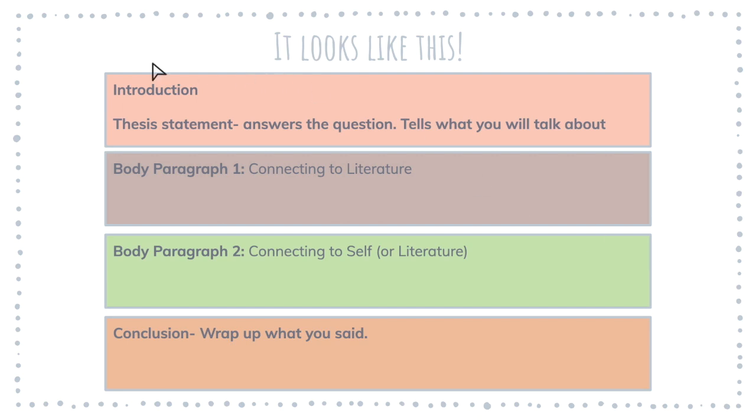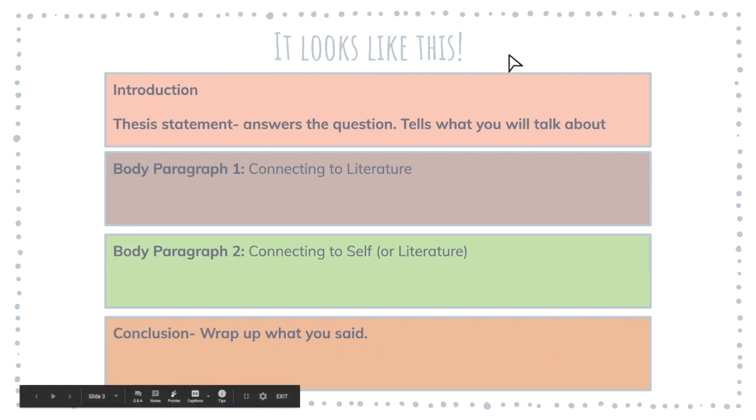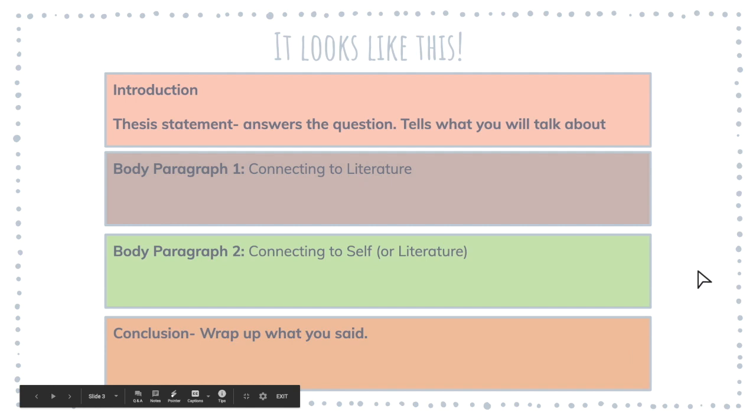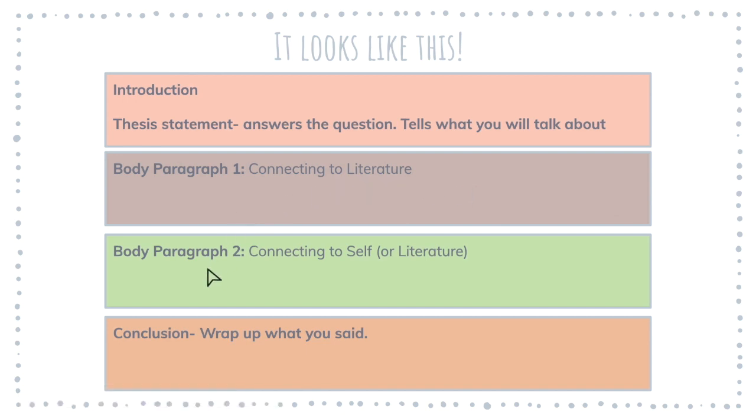Okay, so this is what a literary exploration essay looks like. If you think of these boxes as paragraphs, it is 4 paragraphs. And when you get to English 20 and English 30, it will become 5 paragraphs. But in English 10, we keep it to 4. The first and the last paragraph, those are your introduction and your conclusion paragraphs. And then you have your body paragraph 1, where you're going to be talking about literature, and body paragraph 2, where you're going to be talking about yourself.